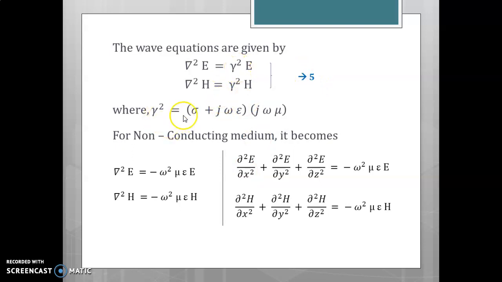The gamma square is given by sigma plus j omega epsilon multiplied by j omega mu. Here sigma represents conductivity, epsilon represents permittivity, and mu represents permeability of a material. And again, for the non-conductive medium, sigma is kept to be 0. So it will end up with j square omega square mu epsilon. j square is equal to minus 1, so it is minus omega square mu epsilon E. Similarly for the H term. And this del square is replaced by the Laplacian operator, ending up with these two equations.